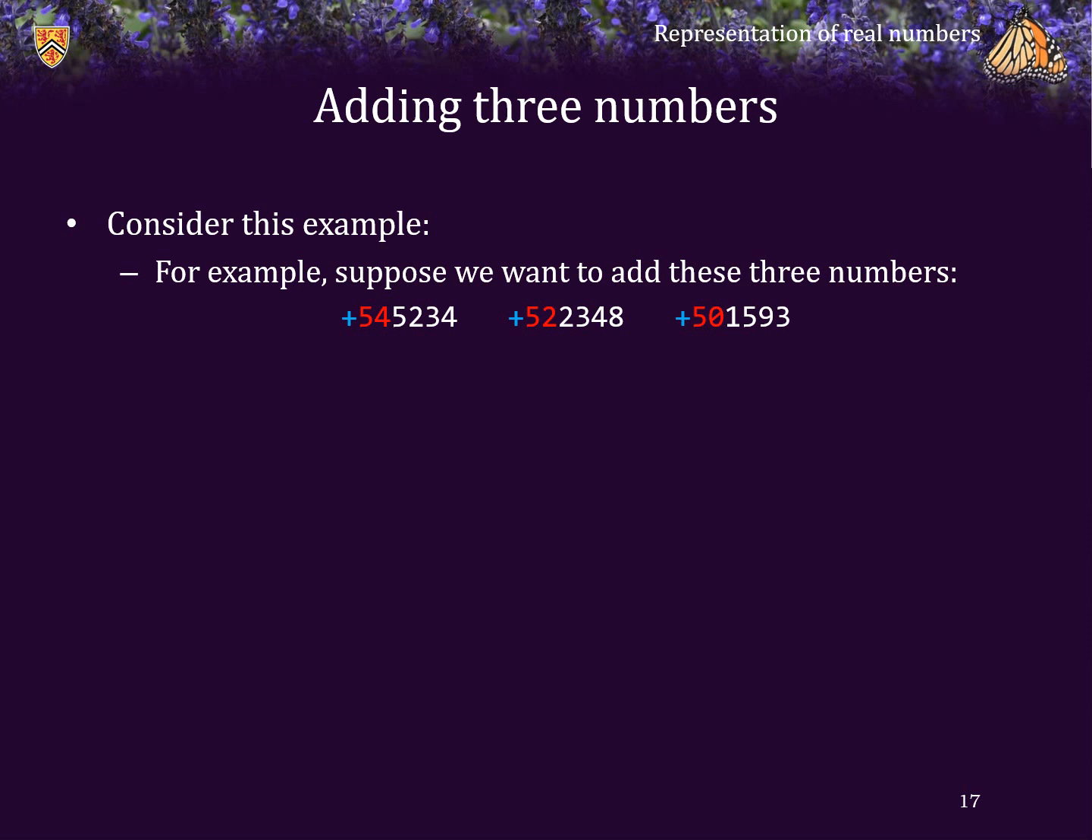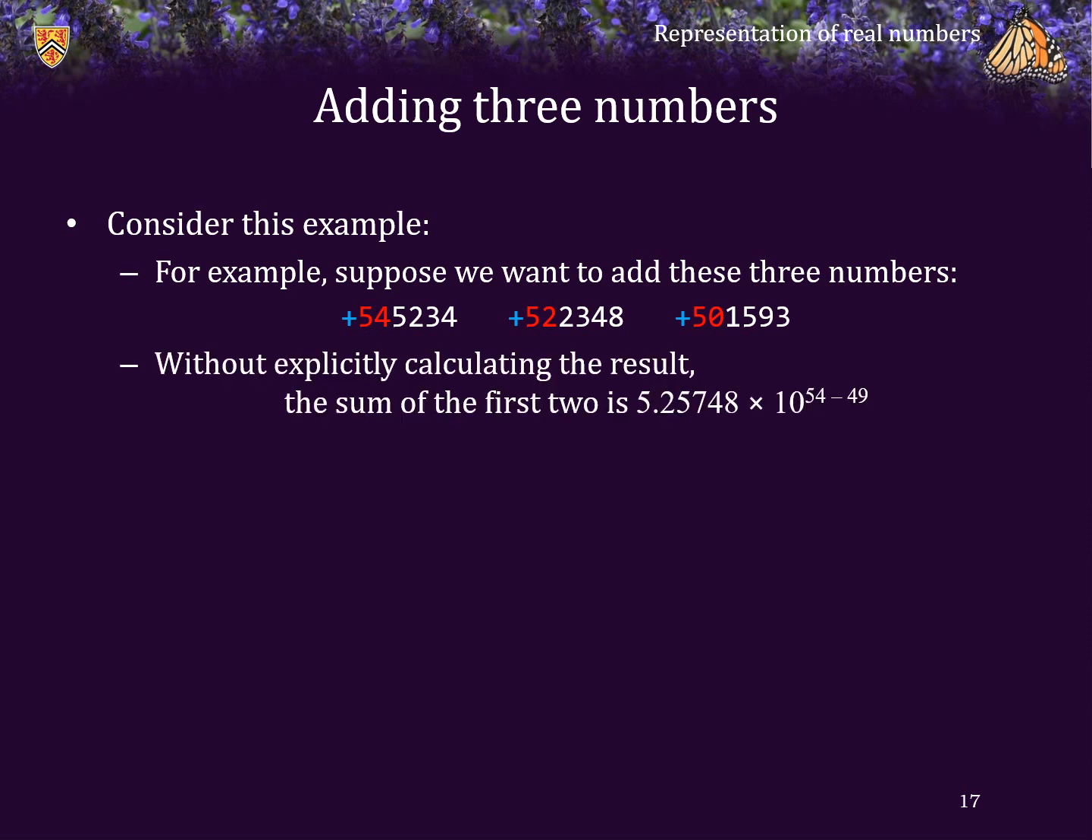All right, let's look at a slightly different example. Suppose we want to add these three numbers. Without performing the calculations explicitly, I'm just going to state that the sum of the first two numbers is 5.25748 times 10 to the 54 minus 49. And you can try this yourself. Now, a computer may temporarily, in the floating point unit, store more digits than the representation. However, when a value is being stored in a register, we need to store it in the appropriate representation. Consequently, this number would be stored as 545257.